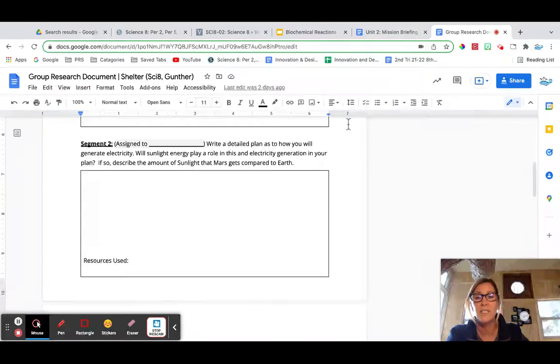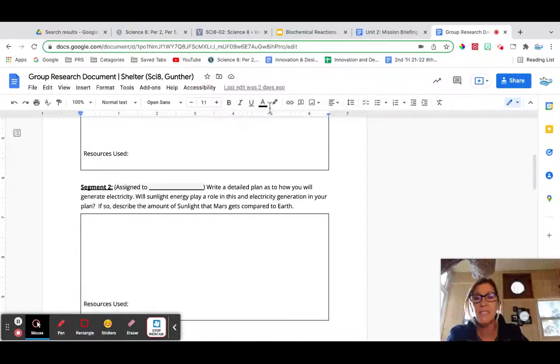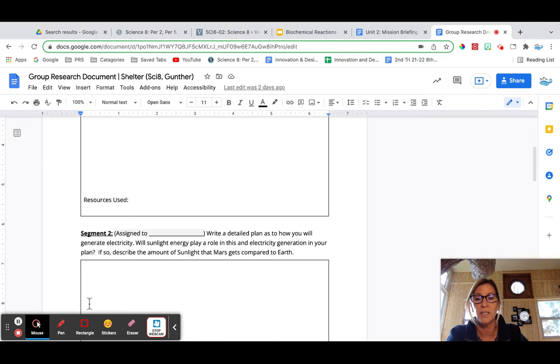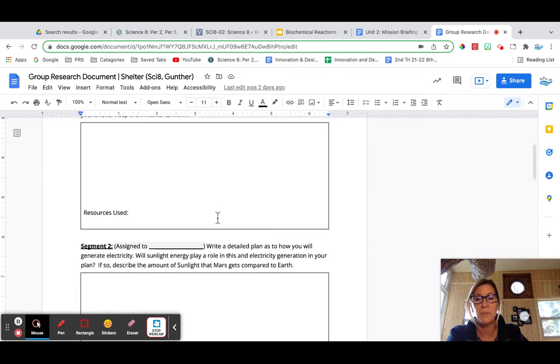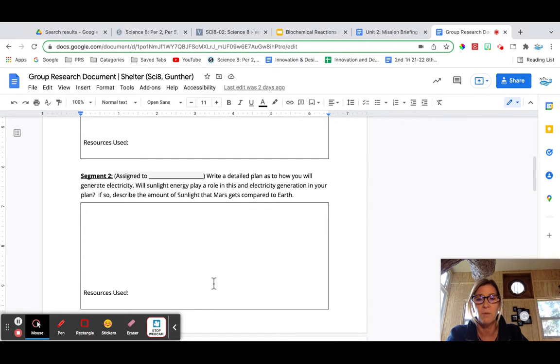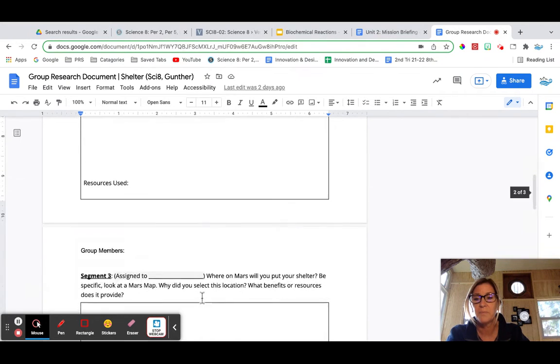So here's segment number 2. This person is going to be researching about how you're going to be generating electricity. Like, will you use solar? Will you use nuclear power? Will you use wind power? Will you use something else? And so you'll write about that here. And that kind of ties into this, right? So if we're creating electricity in some way, that might be the one way that will power this potentially. So just remember, you got to collaborate.